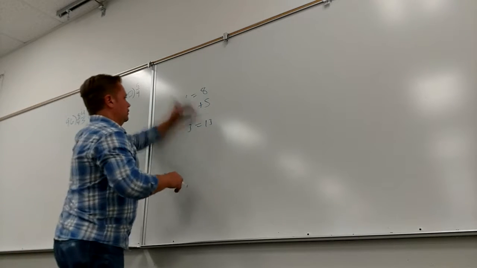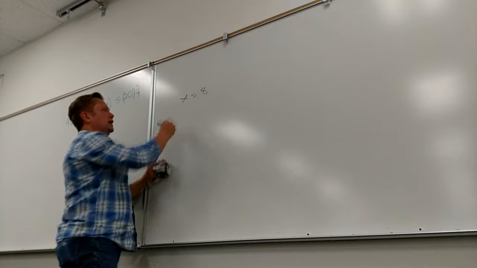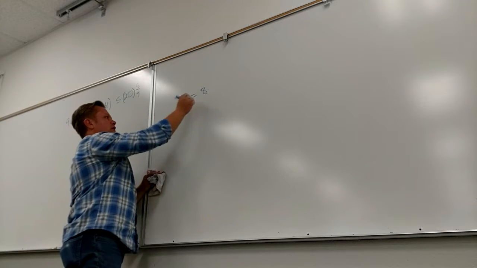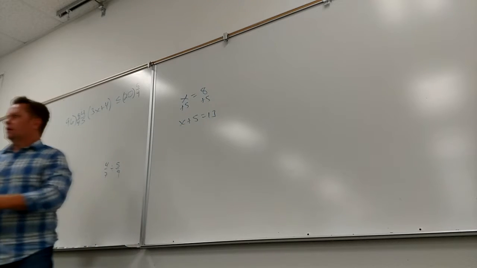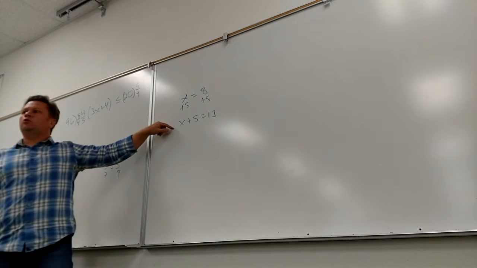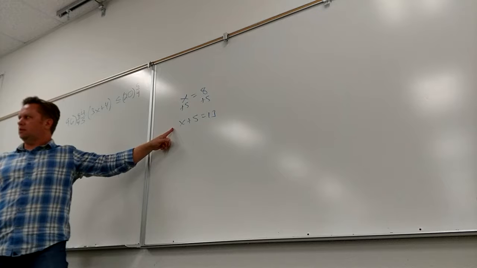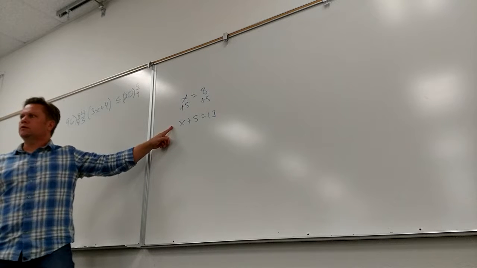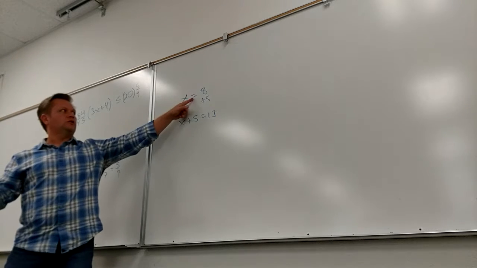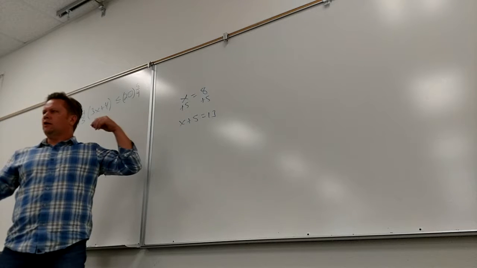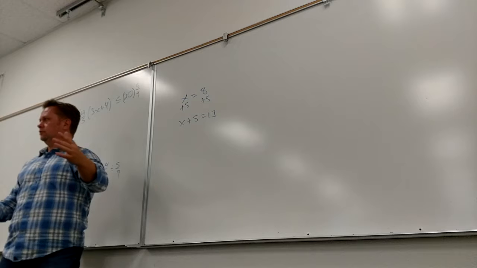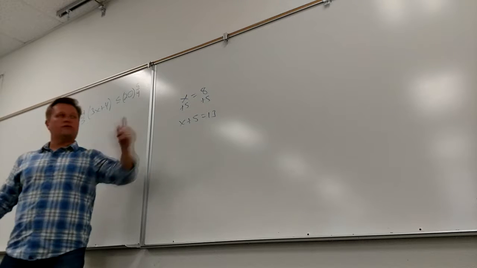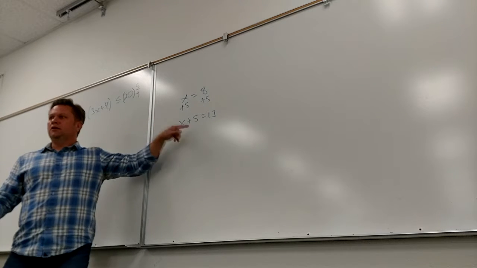So if x is 8, and I add 5 to both sides, it's not the same statement, but it's an equivalent statement. You'll see that in the book sometimes. It's an equivalent statement because the truth of this and the truth of this are the same. If x is 8, then x plus 5 is 13. Isn't that true? So if this is true, then this is true, and vice versa.